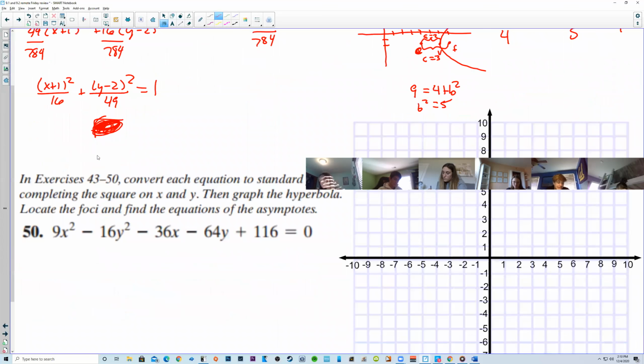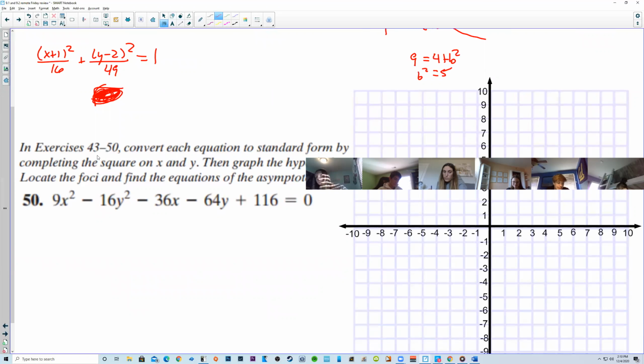In exercises 43 to 50, convert each equation to standard form by completing the square on x and y. Then graph the hyperbola, locate the foci, and find the equations of the asymptotes. So let's factor out a 9 out of the x's. X squared minus 4x plus something, minus 16 times y squared.